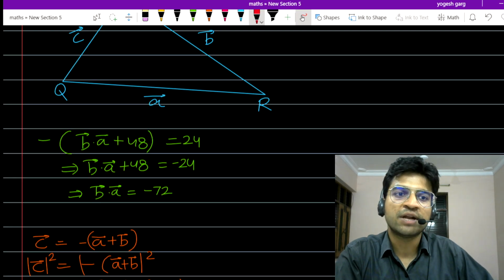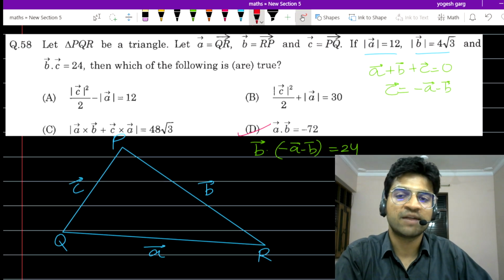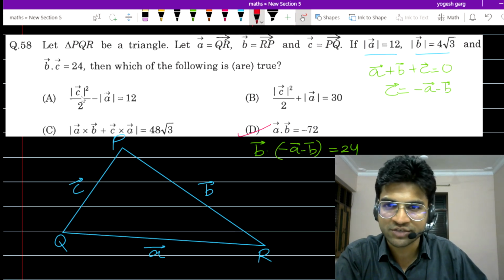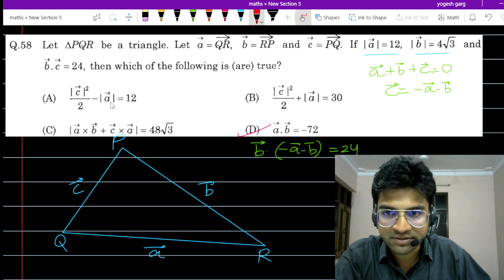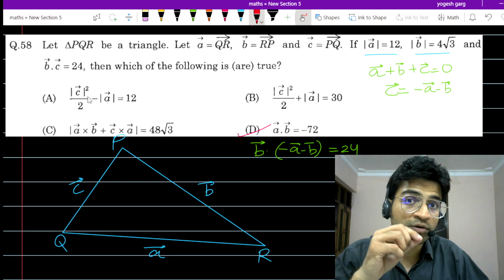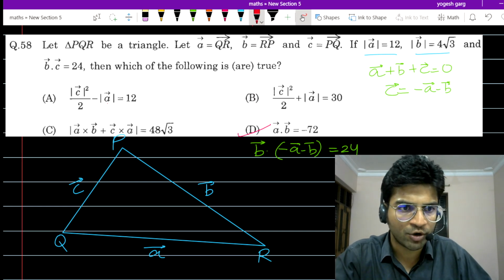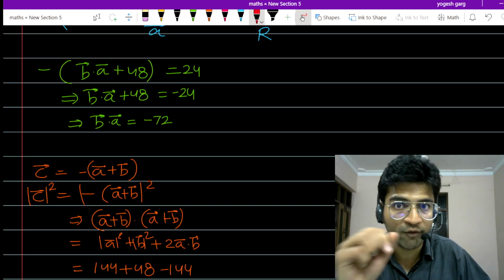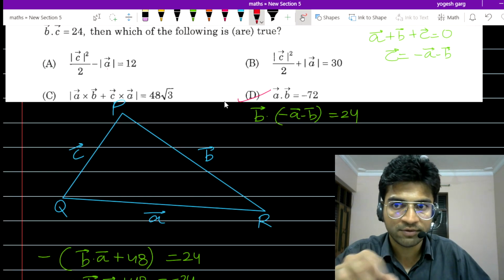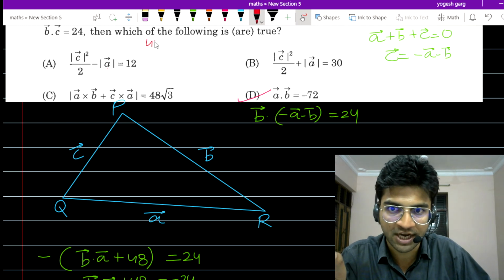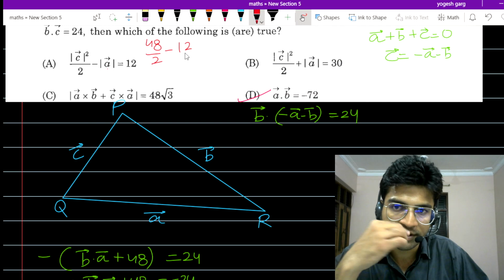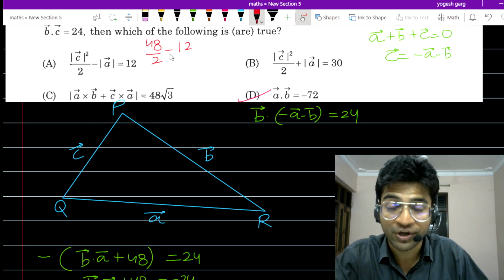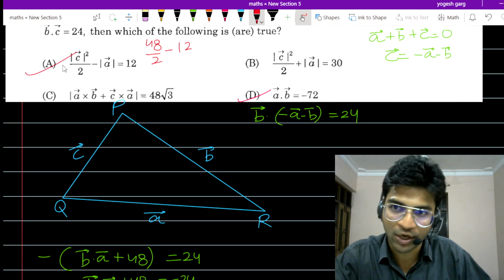Why am I calculating mod C square? Why are we interested in finding mod C square? By finding mod C square, we can clearly check whether A or B are correct or not. Mod A is equal to 12. Mod C square was equal to 48, right? So we check the first option: 48 by 2 minus mod A, which is 12, is equal to 12. Is it correct? Yes, it is. 48 by 2 is 24, minus 12 is 12. Yes, A option is correct.